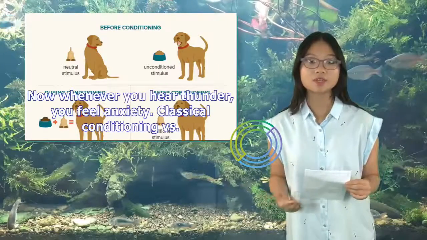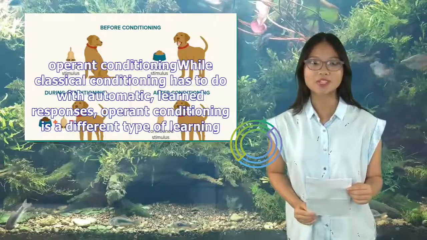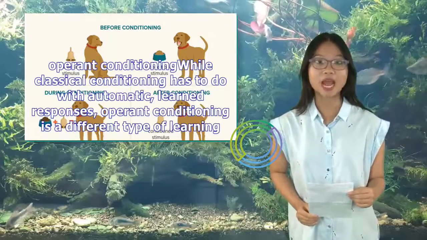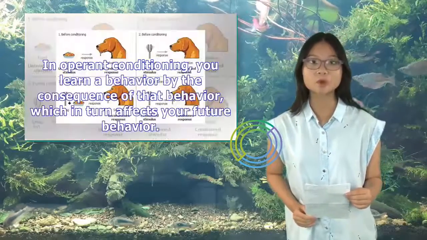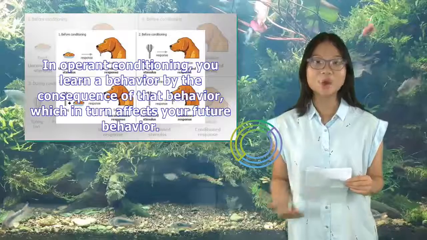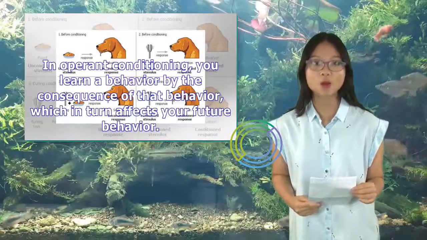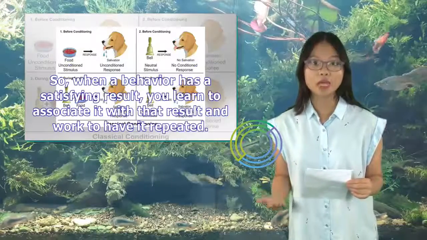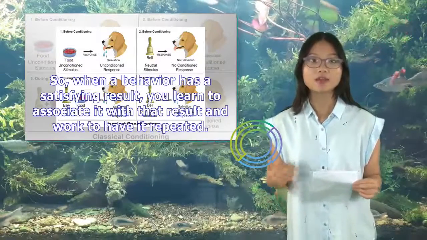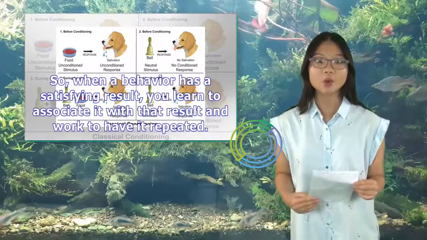Classical conditioning versus operant conditioning. While classical conditioning has to do with automatic, learned responses, operant conditioning is a different type of learning. In operant conditioning, you learn a behavior by the consequence of that behavior, which in turn affects your future behavior. So, when a behavior has a satisfying result, you learn to associate it with that result and work to have it repeated.